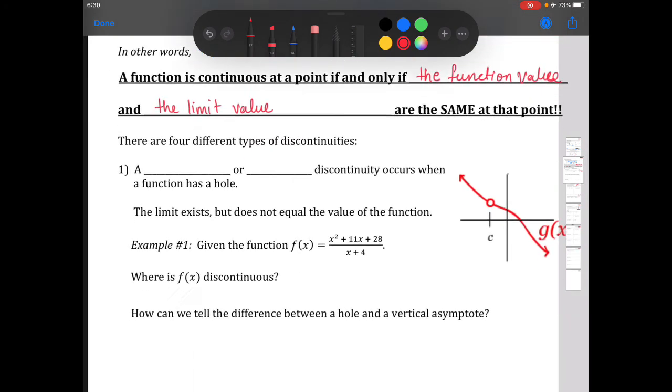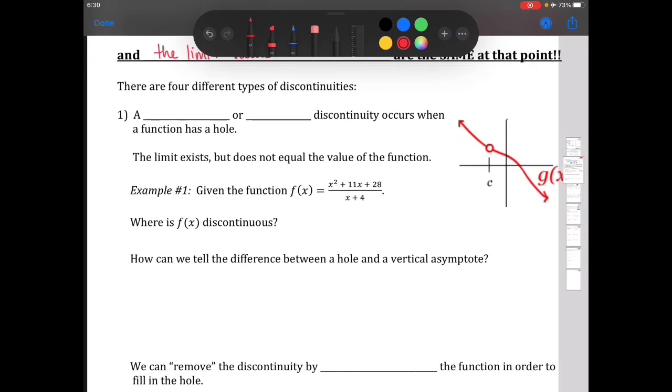Okay, so now there are 4 types of discontinuities which you must know, and we'll also learn how to eliminate some of them. So the first one is a removable or point discontinuity. It occurs when a function has a hole. The limit exists but does not equal the value of the function. So example 1 is given to us, and it's asking where is f of x discontinuous.